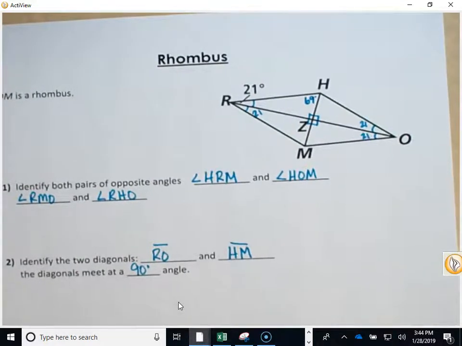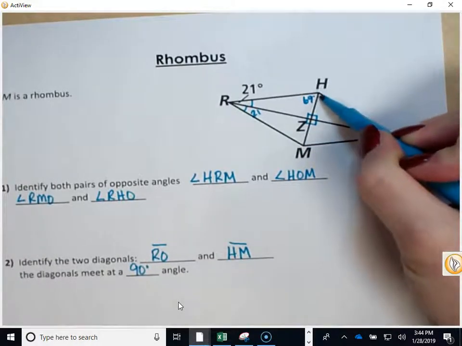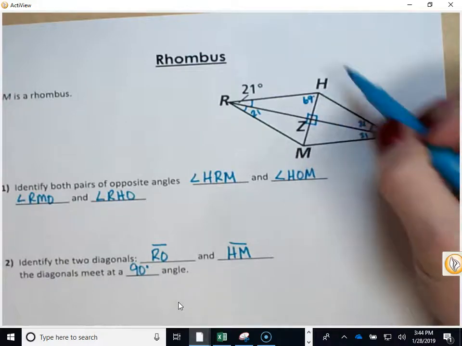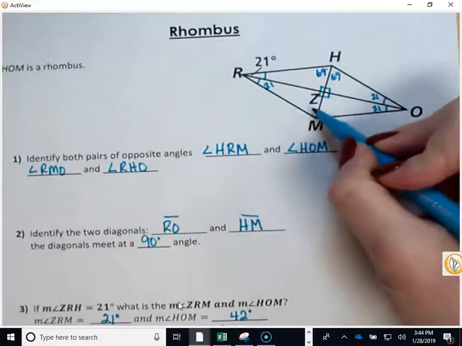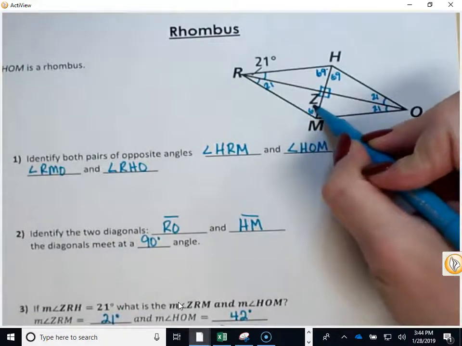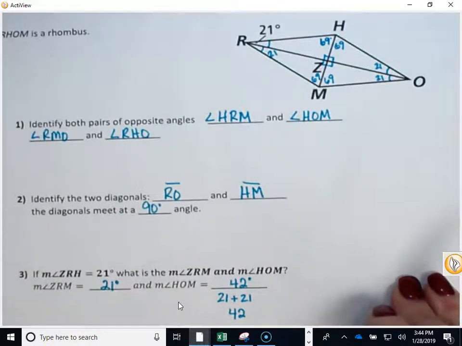And what we know then is, remember, on a rhombus, the diagonals bisect the angles at the vertex where they meet. So if that's 69, then this is 69. And across the way as well, these are both 69. So now we know all the angles.